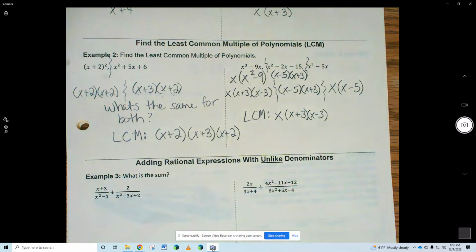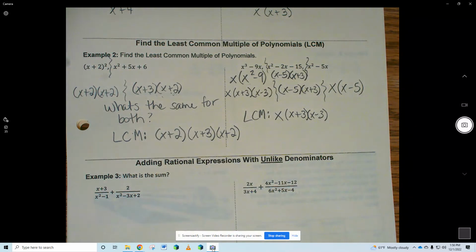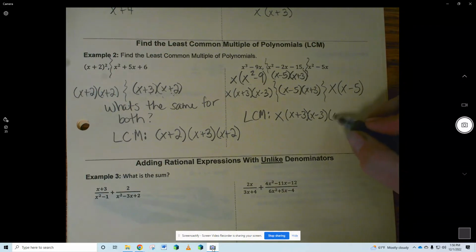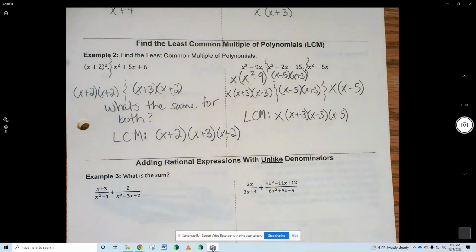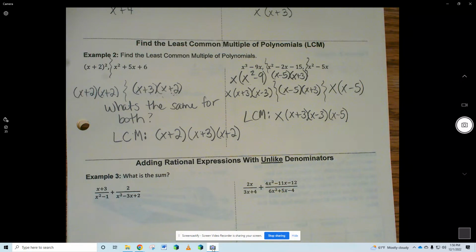Now look at the middle. What's here that I haven't written down yet? The x minus 5. Okay? Look at the third. What's here that hasn't been written down yet? Okay. Everything's been written down. My least common multiple, my common denominator is 4 items. 4 terms there.